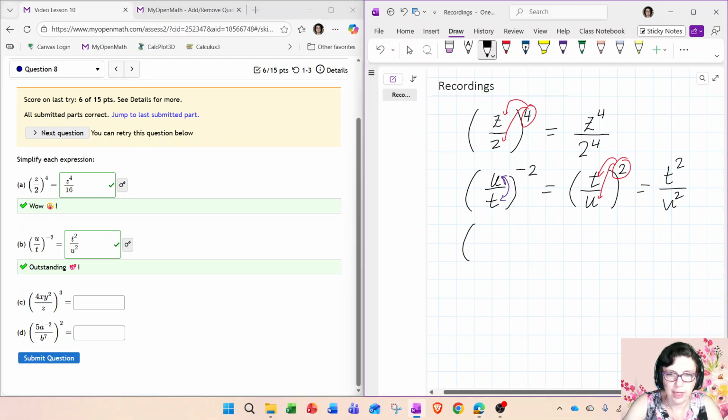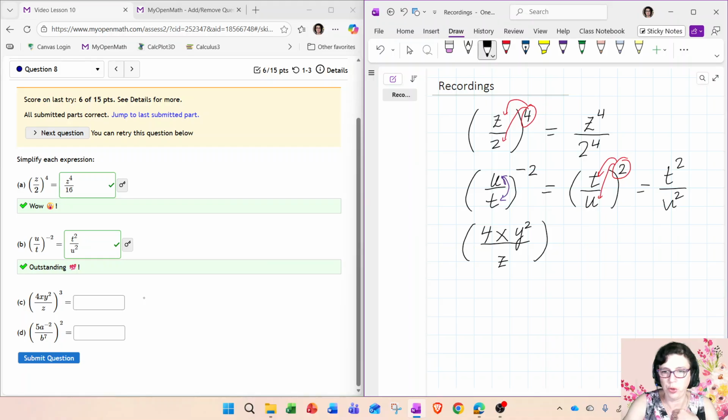Okay, the next example says it's 4xy squared divided by z. Now you are raising that to the power 3. And just as before, we are going to distribute this power 3 to all the terms, every single one, including the one on the bottom. We've got 4 to the power 3, we got x to the power 3, we got y squared to the power 3, and finally on the bottom we got z to the power 3.